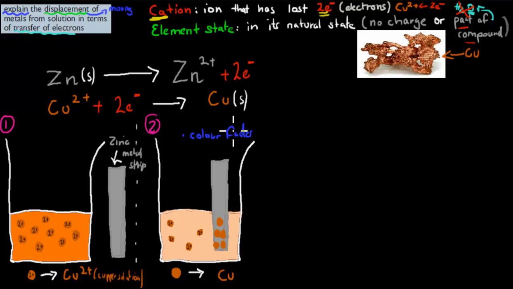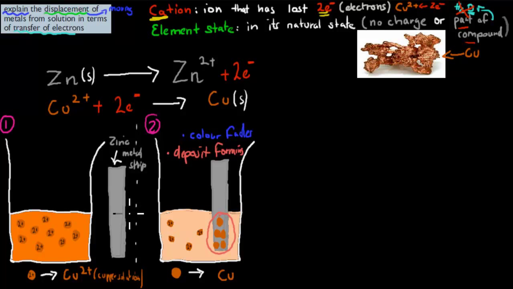And I'm going to explain why all that happens in a second. I'm also going to show you an animation after this, just to hone in on that point, what exactly happens. So first we can see that color fading. Here it is dark orangey, here it's light orangey. And we also have a deposit forming. This deposit is forming on the actual zinc strip.